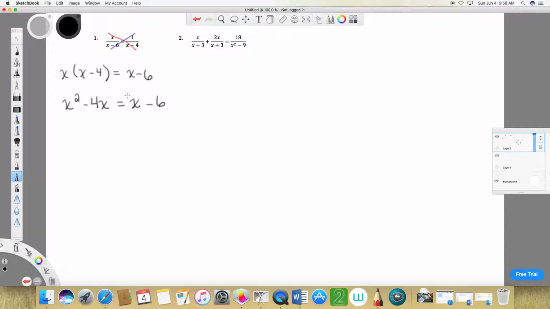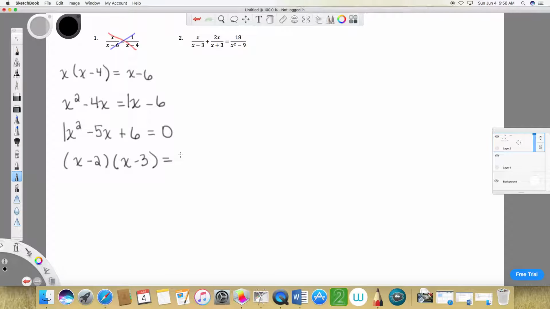So let's subtract x from each side. So we have x squared minus 5x. And let's add 6 to each side, plus 6, and of course that gives us 0 on the right-hand side. So with a leading coefficient of 1, this is a lot easier to see if it's going to factor. Two numbers that give us positive 6 but add together to give us negative 5 are negative 2 and negative 3. So this easily factors to x minus 2 times x minus 3.